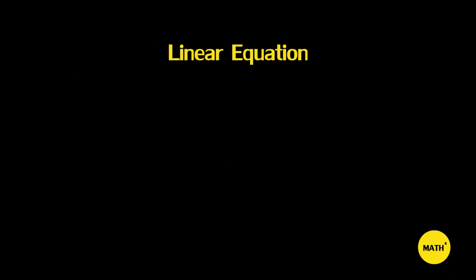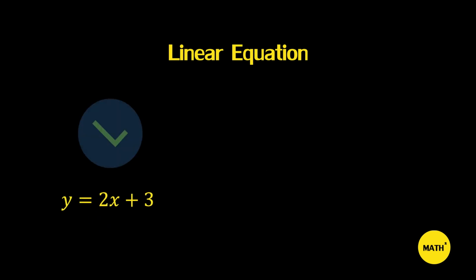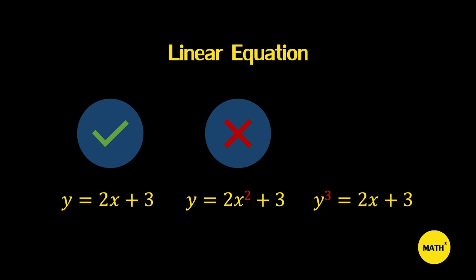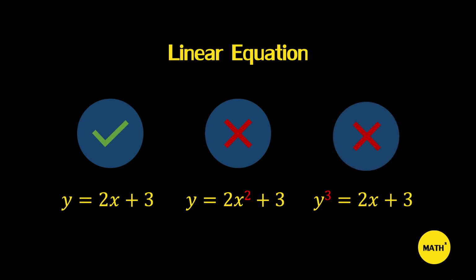A linear equation means that all the variables have a power of 1. Let us take a look at some examples. Y equals 2x plus 3, for example, is a linear equation. However, y equals 2x squared plus 3 or y cubed equals 2x plus 3 are not. This is due to the square and cube of the x and y respectively.